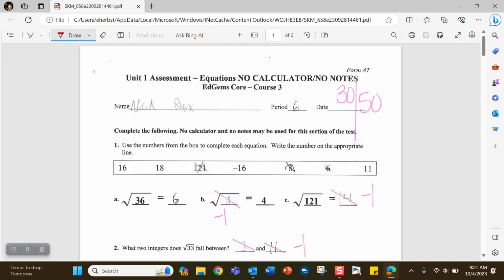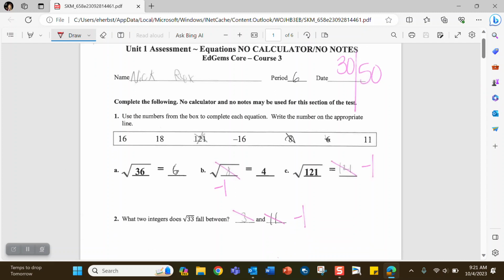Okay, so taking a look at your test, remember that this very first page was no calculator and no notes. This is computation based, so we were trying to make sure that you knew some of these things on your own. So for the first three questions, number one, A, B, and C, it says to use the numbers from the box to complete each equation.